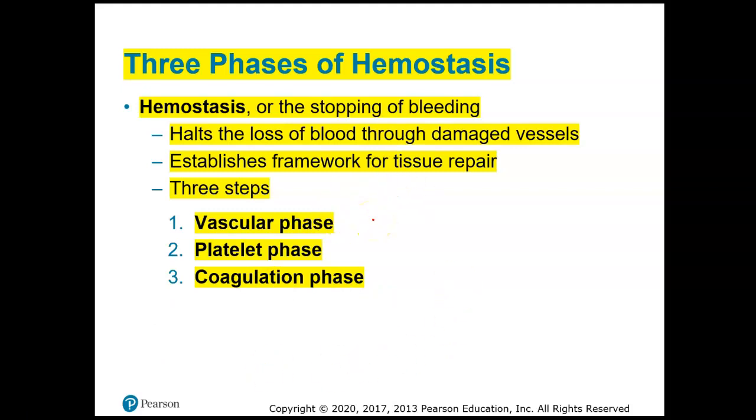So once you are actually bleeding, when you're injured and you're bleeding, stopping that bleeding is called hemostasis. Again, we're not going to go through all the details of that process, but there are 3 steps. We'll just summarize. Hemostasis involves a vascular phase, a platelet phase, and a coagulation phase.